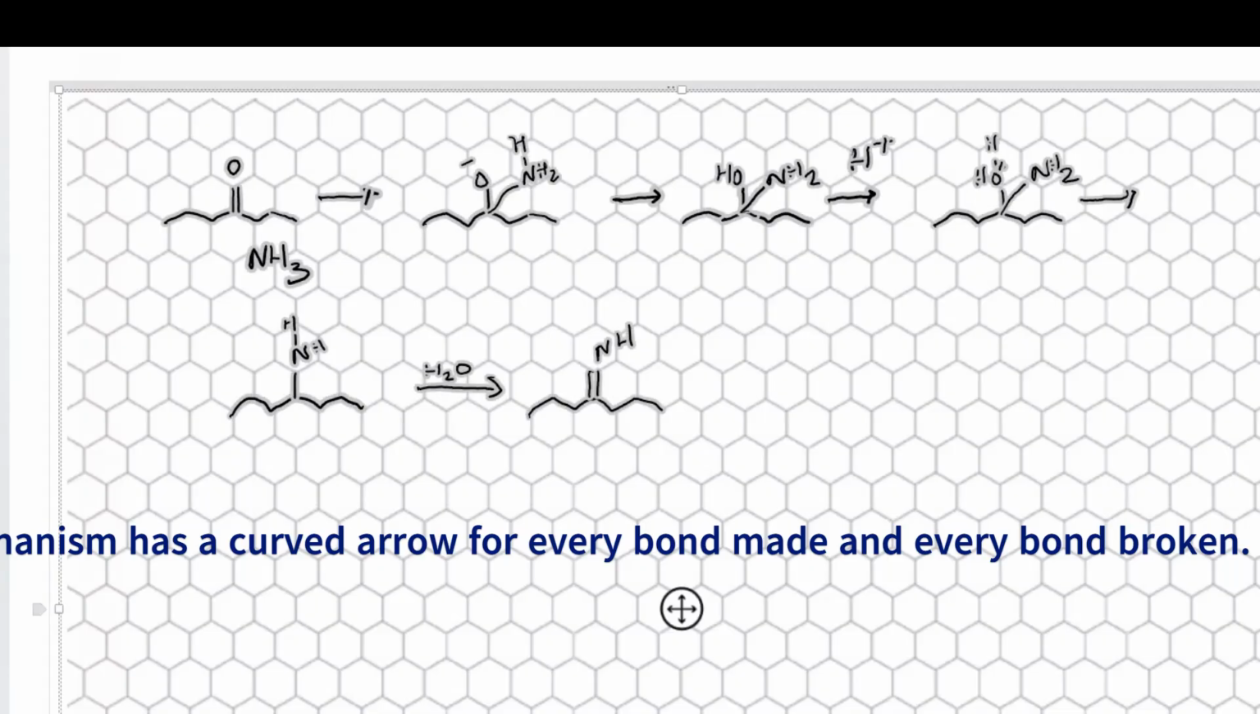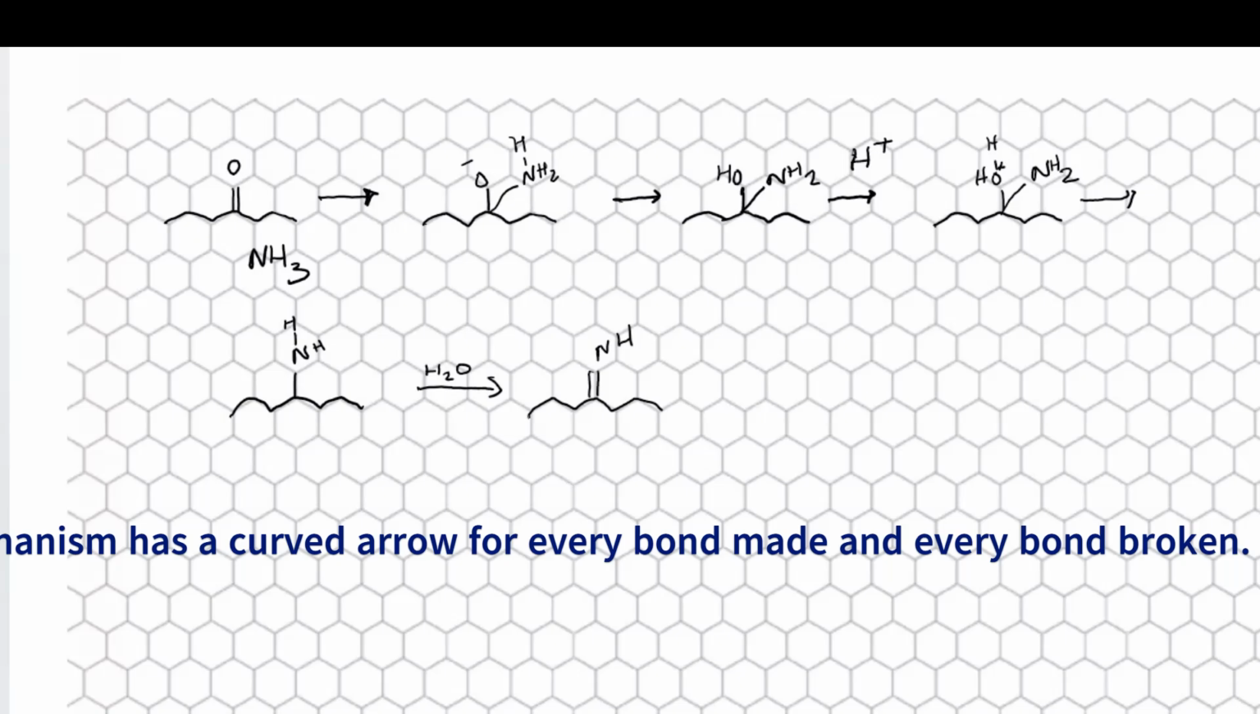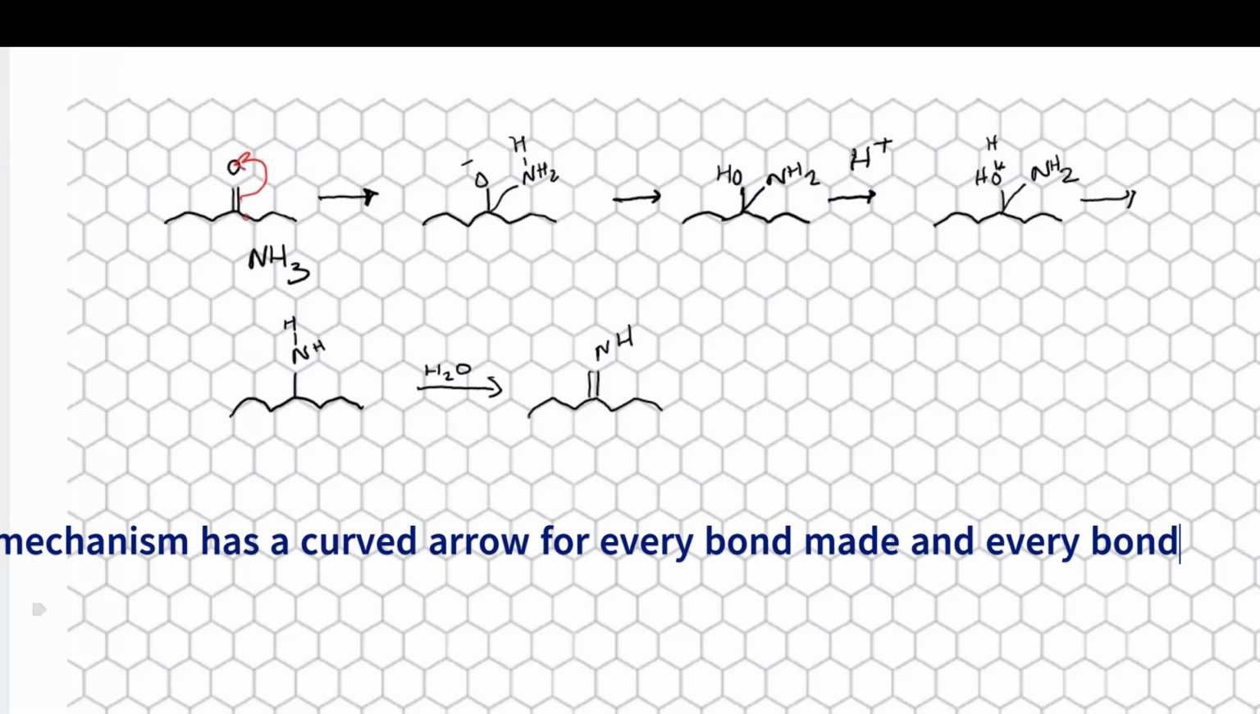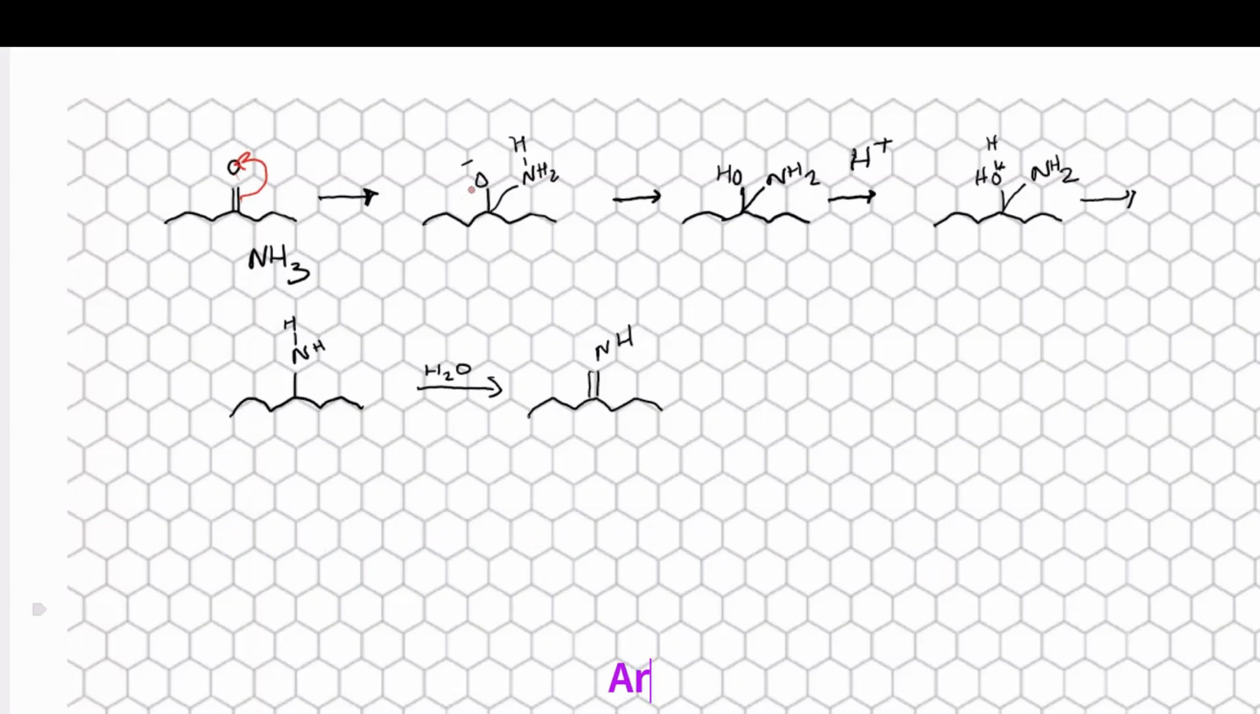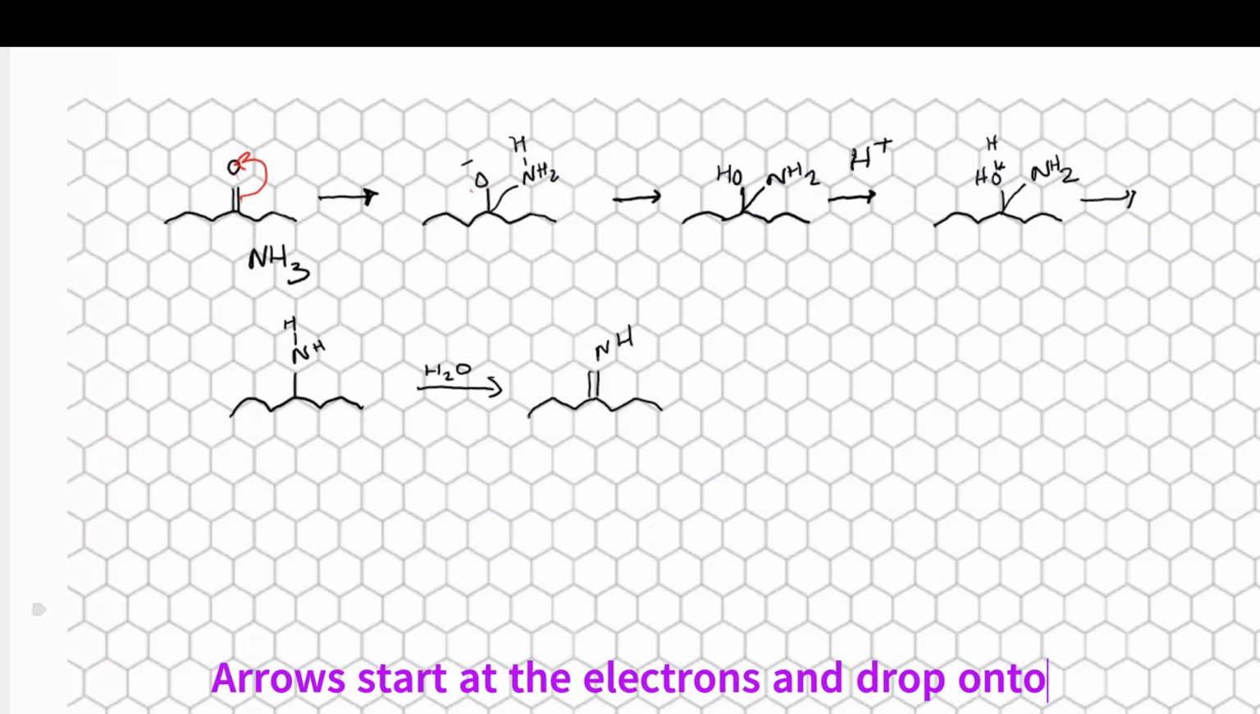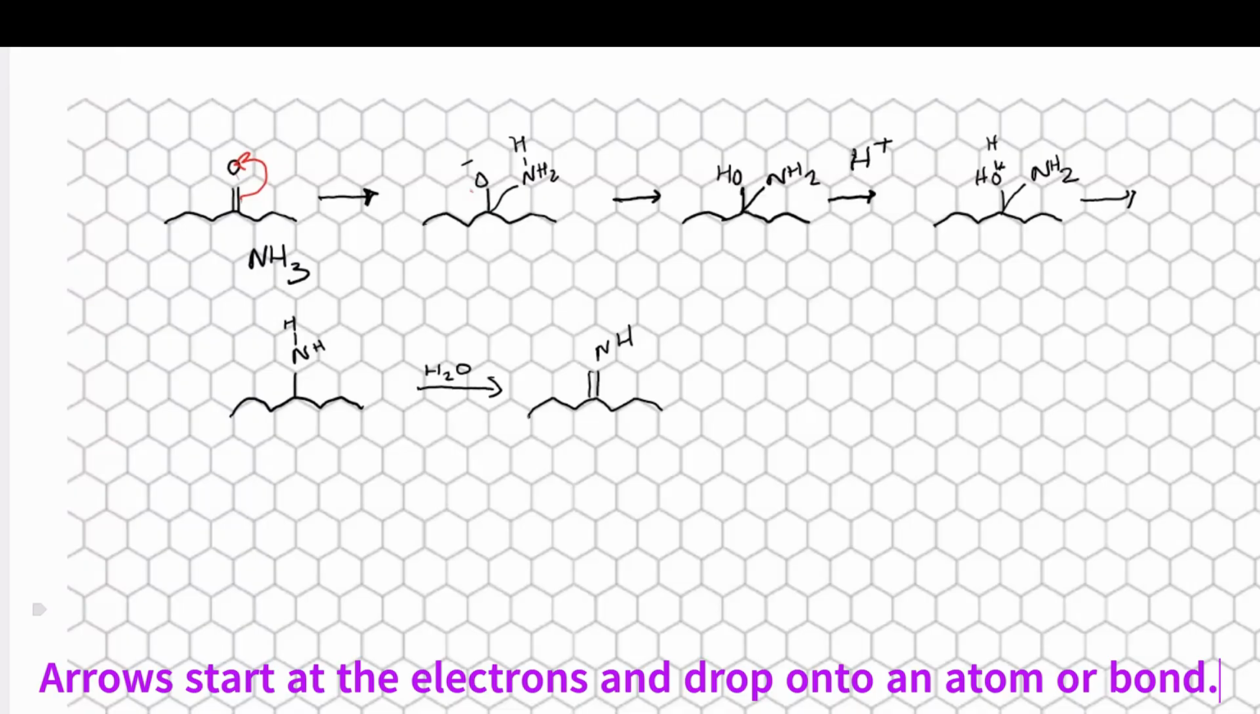When we move from our reactant to the next intermediate, we need to see what gets broken, what gets made. So we're going to break this pi bond. So I'm going to draw a curved arrow with the electrons, the pi electrons dropping up onto that oxygen. That gets us to this point. But we also have this nitrogen.